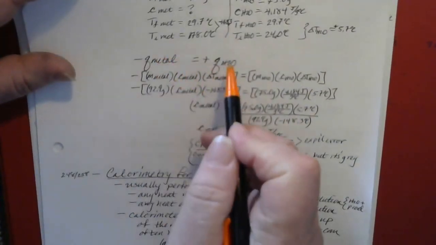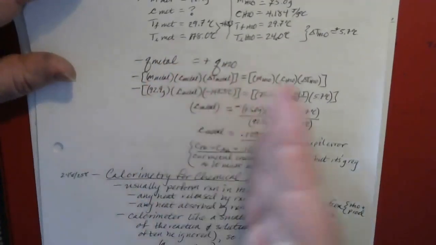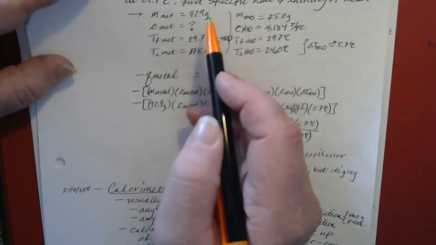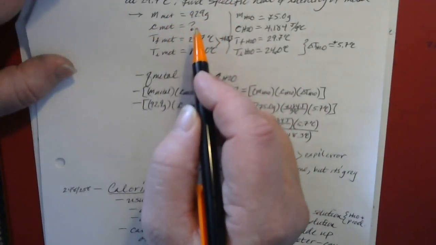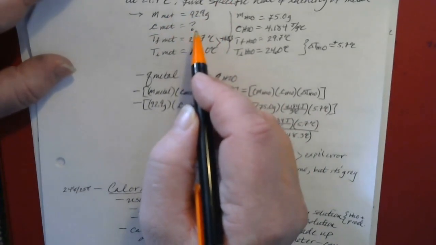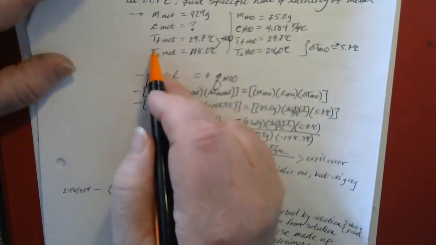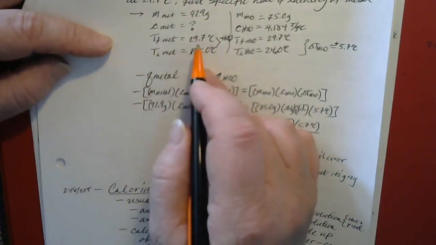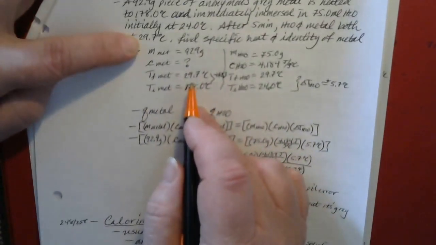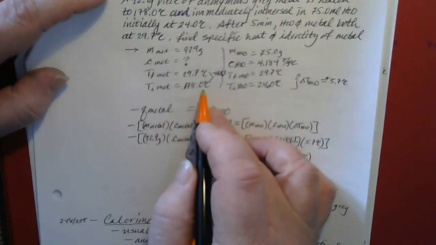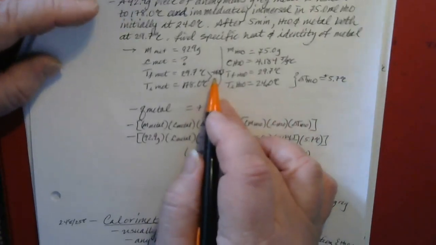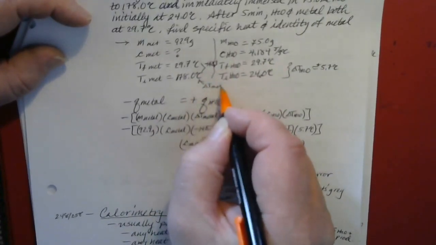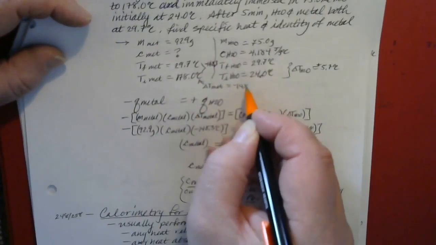If we're talking about Q of metal and Q of H2O, that means we need M, C, and delta T for the metal and for the water. So the mass of the metal is 92.9. The C of the metal, that is the specific heat of the metal, we don't know. That's what we're trying to find out. That's the unknown. For delta T, we need final temperature and initial temperature. So for the metal, final temperature was 29.7, and the initial temperature was 178. And it's hard to see there, but I squeezed in the delta T is negative 148.3.